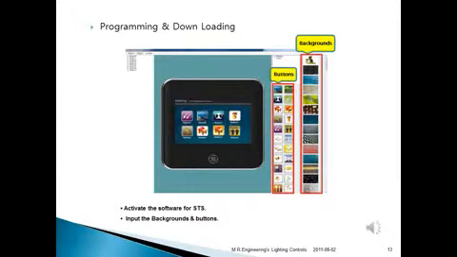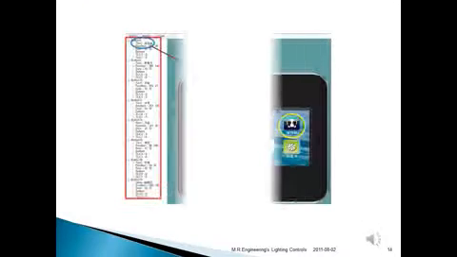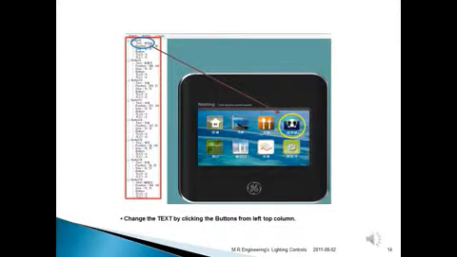This slide shows how to set the background screen, symbols, and buttons for STS from the menu provided. After choosing the symbols, create the size for each symbol and button from the menu on the left side of the screen as above.